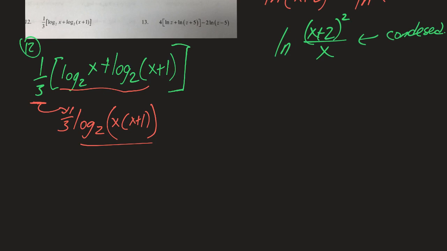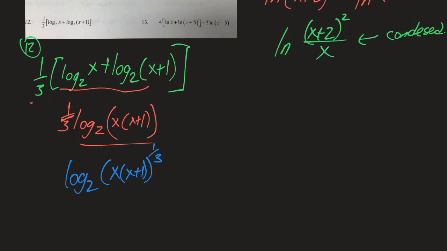All right. Now, how can we continue this problem now? Okay. Well, this 1/3 is, of course, going to be an exponent. So let's turn that into an exponent here. We've got log base 2 of (x times (x plus 1)) to the 1/3 power.